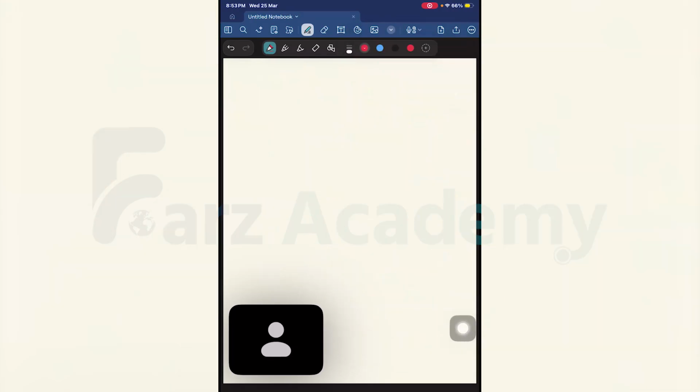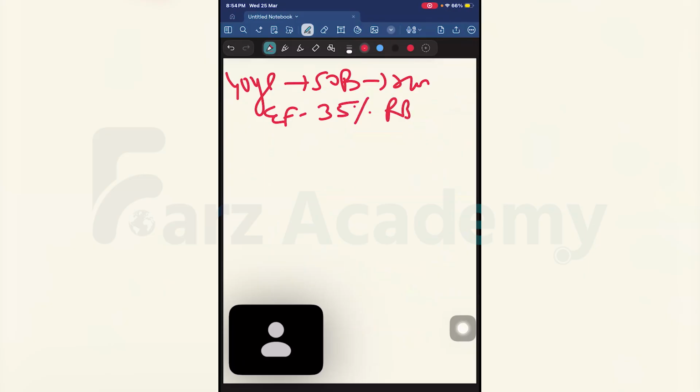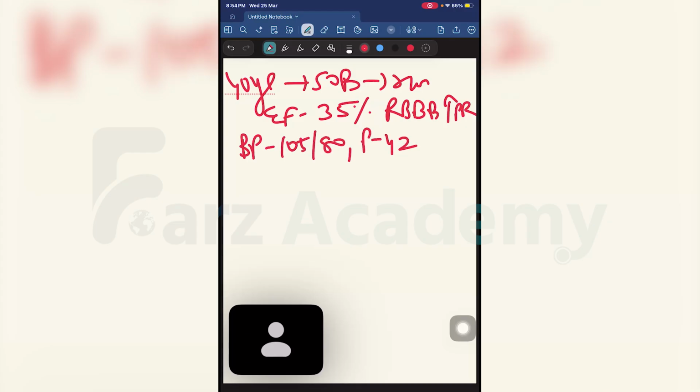Okay. So when I tell you a 40-year-old man is coming to me with shortness of breath for the past few months, he's not able to catch his routine bus by running, which he usually does for his work. On evaluation, you find ejection fraction is 35%. I do an ECG which shows RBBB morphology with increased PR interval. On examination, the BP of the patient is 105/80, pulse is 42, but the pulse is regular.